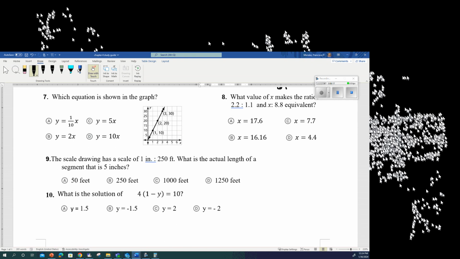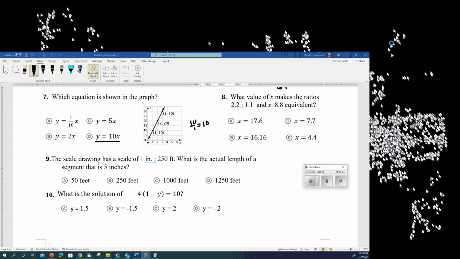Number 7, which equation is shown in the graph? Remember, we're looking for the rise over run. How much did it go up and how much did it go over? It went up by 10 and went over 1. 10 over 1 is 10 divided by 1, and that equals 10. That would mean D is my right answer. Number 8, it says, what is the ratio? We're looking for X, which means we're going to take 2.2 divided by 1.1, and that's going to equal X over 8.8.